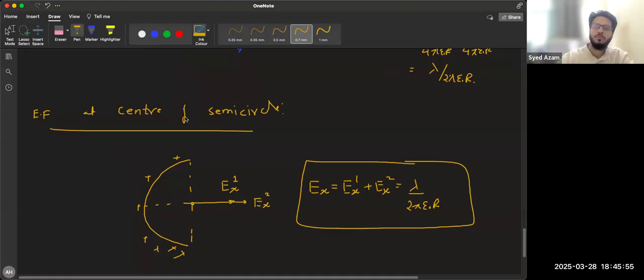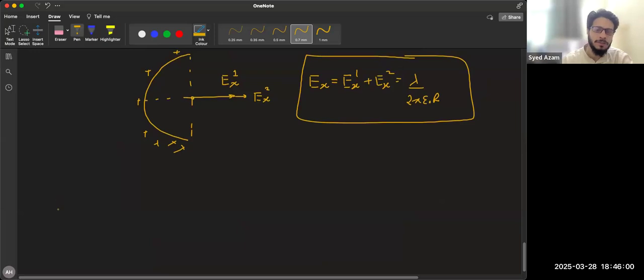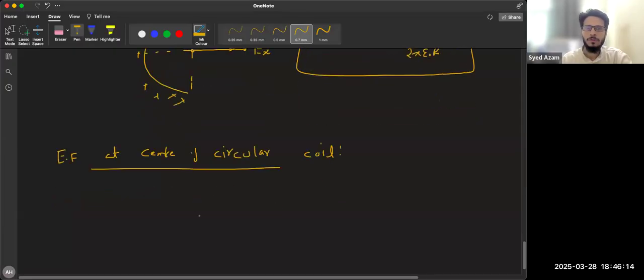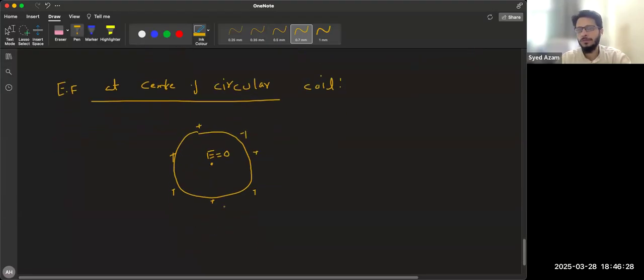Yes, sir. So after this semicircle, if you come to the complete circle, like electric field at center of circular coil, using symmetry arguments you can decide what should be the value of electric field at the center. The system is symmetrical, so electric field at the center will be 0. So for a complete circle, field at the center is 0.